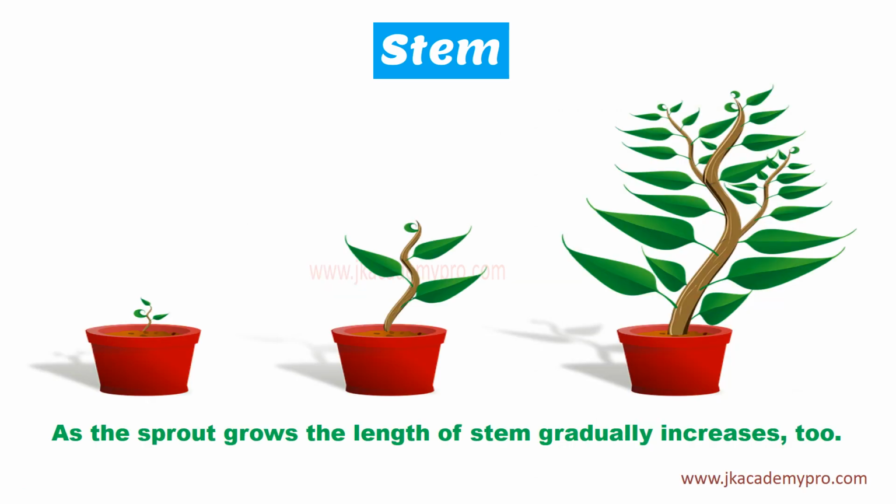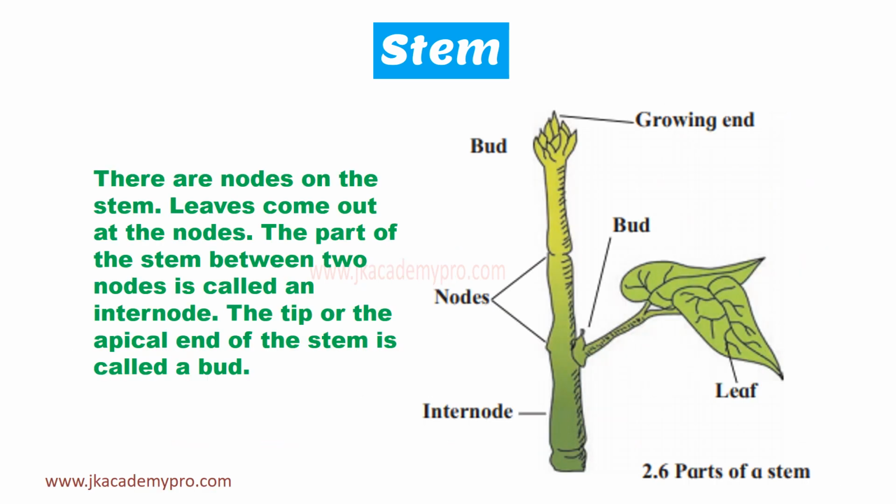The little plumule then grows into the stem, and it will grow into a thick, sturdy bark, and branches will come out of it. And so then we'll have the full-fledged plant growing from that little plumule. Let's learn the different parts of the stem.